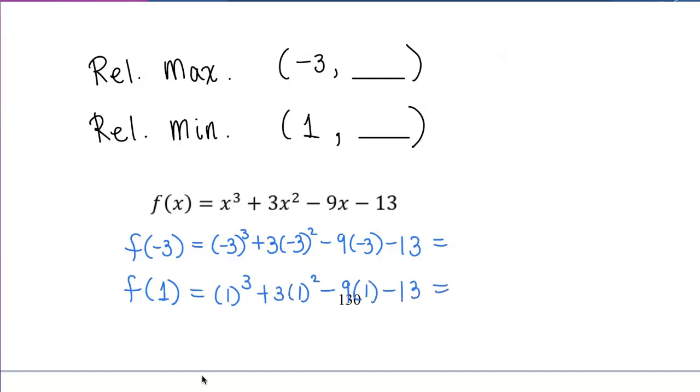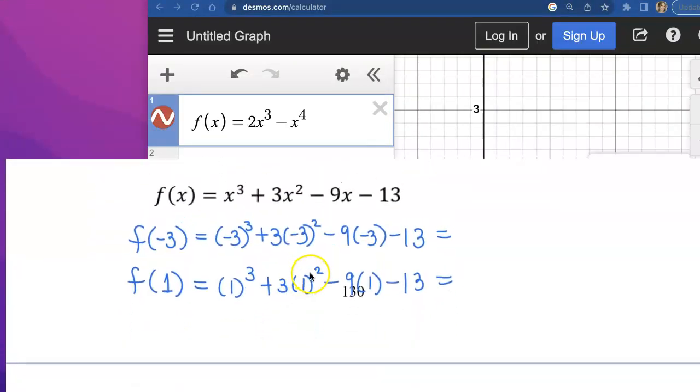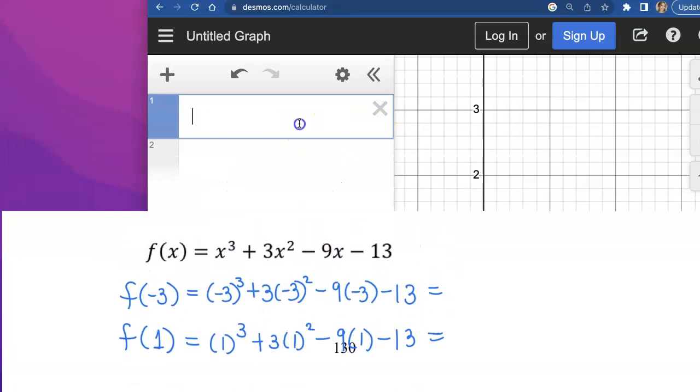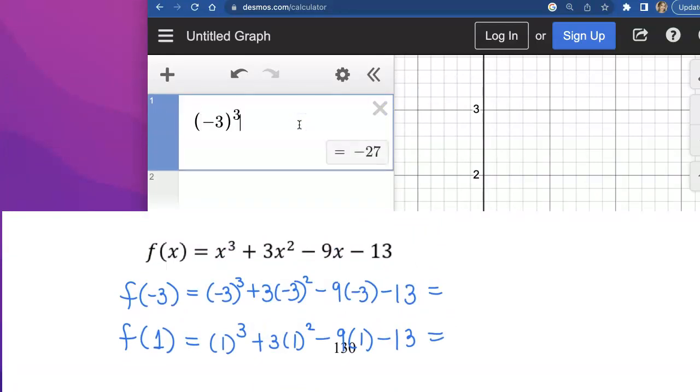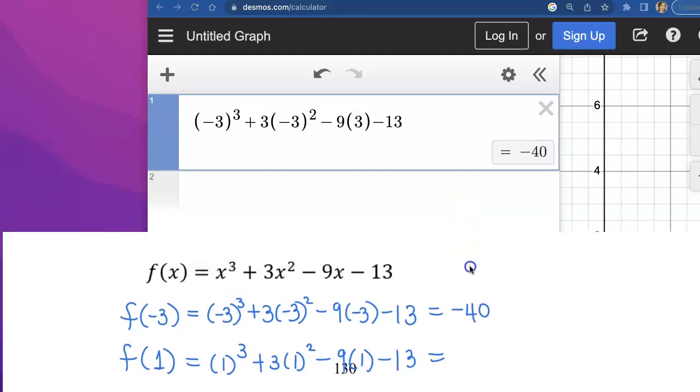And I would like to use a calculator for this. So over here, I was on a graphing calculator, but graphing calculators can evaluate this too. So I'll do that. Typing the first line. Minus 9 times negative 3 minus 13. So when I plugged in negative 3, the y value came out to be negative 40. So that must be the y coordinate. And now let me do another one.